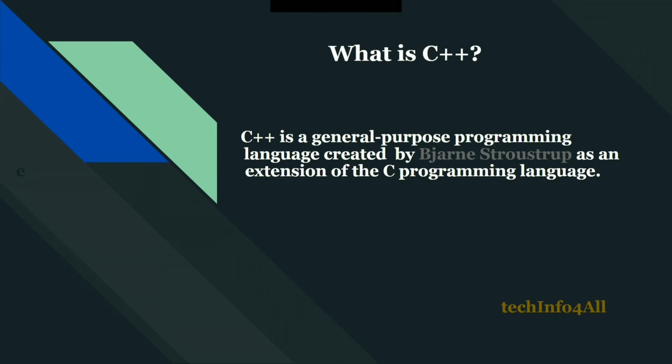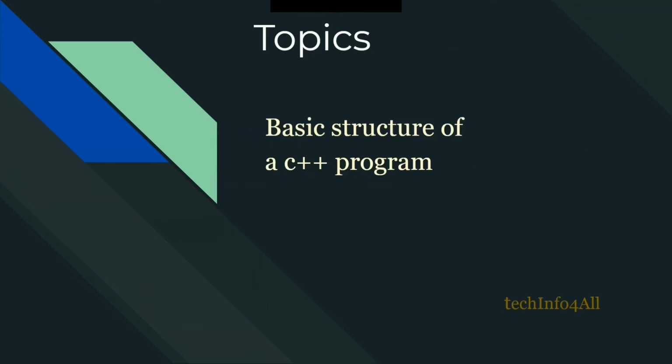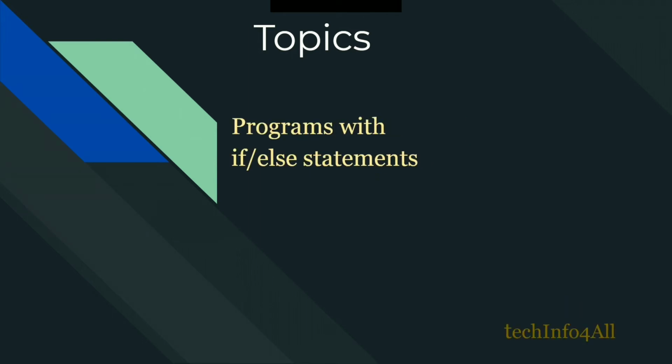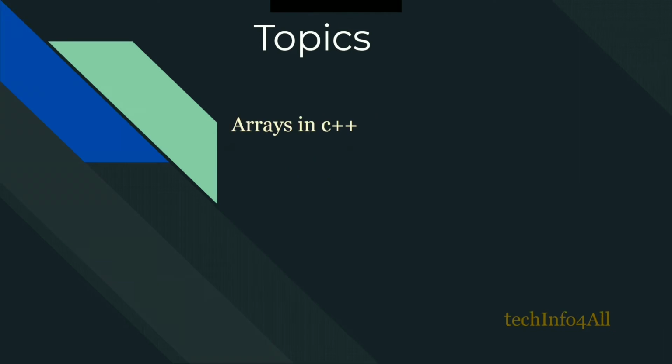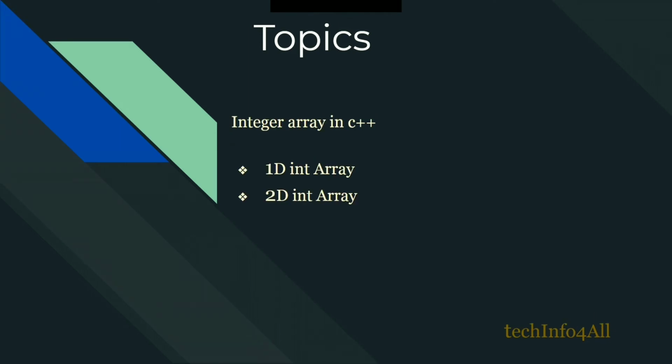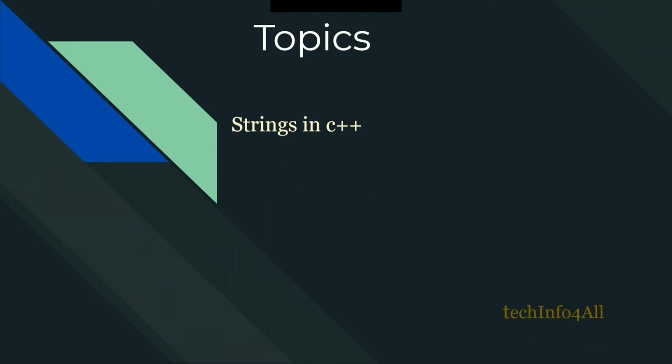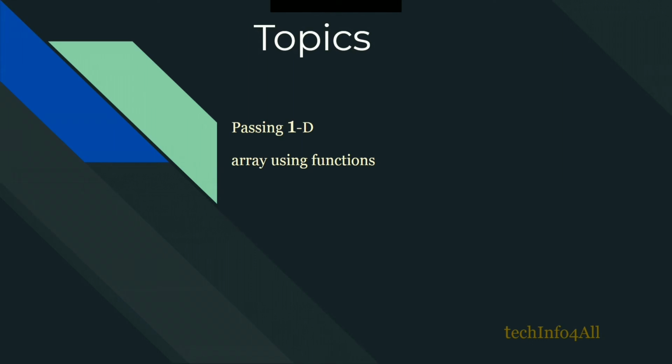In these coming tutorials we will hopefully cover these topics. Basic structure of a C++ program. Programs with if-else statements. Programs with loops, including both while and for loops. Arrays in C++. Integer arrays in C++, both one-dimensional and two-dimensional. Character arrays and C string, both one-dimensional and two-dimensional. String in C++. Functions in C++. Passing one-dimensional arrays using functions. Passing two-dimensional arrays using functions.